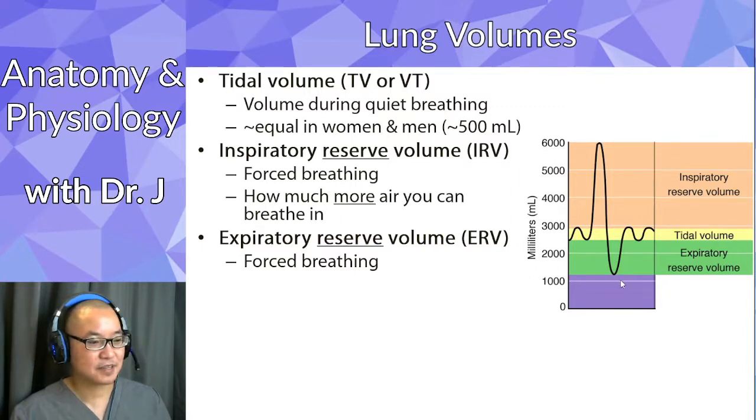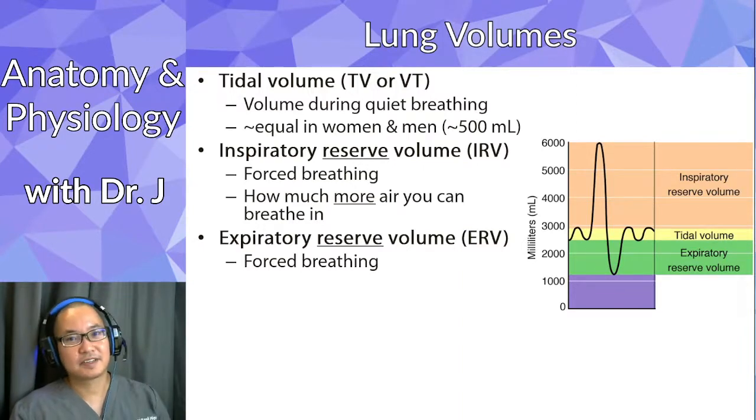So how do we measure expiratory reserve volume? We measure from valley to valley, because whenever you have a valley, that means you're breathing out. This reserve volume is how much more you can breathe out. So this person took a quiet breath, inhaled as much as they could, and then exhaled as much as they could. So this is the maximum they can exhale.